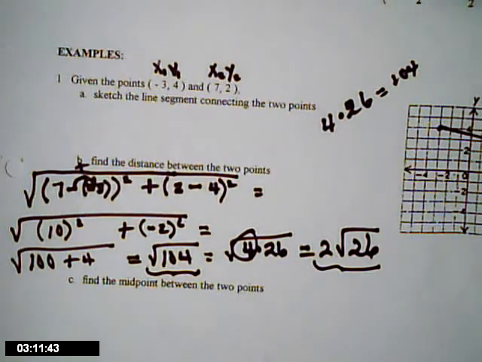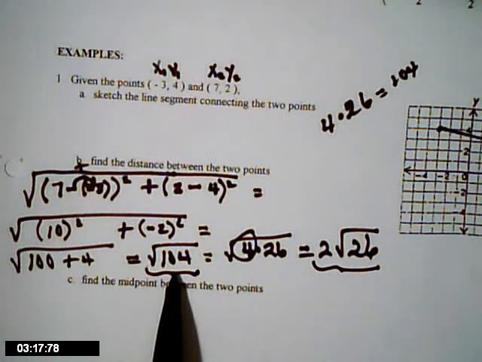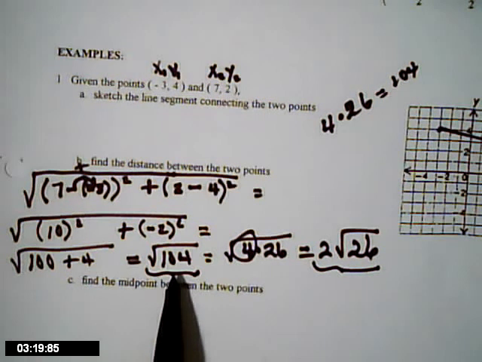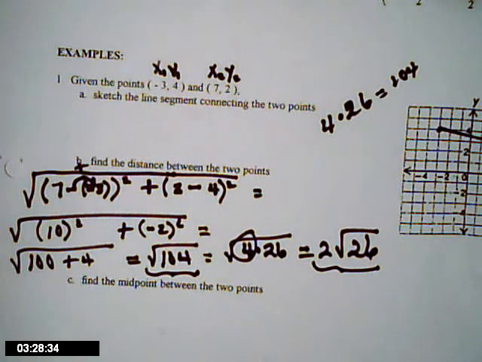Now that's the distance from one point to the other. If they want an exact distance, they will want square root of 104. If they want an approximate distance, they'll want you to go to a calculator and enter 104, take the square root, and you'll get 10 point something, 10.1 I think.